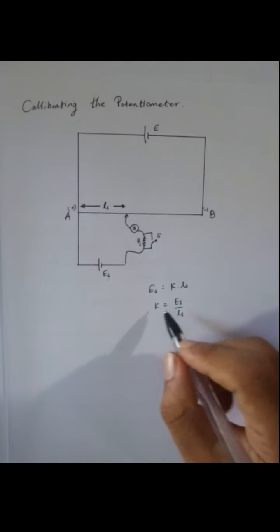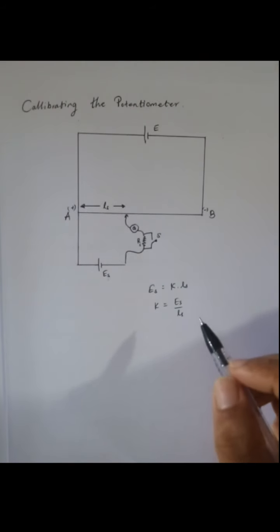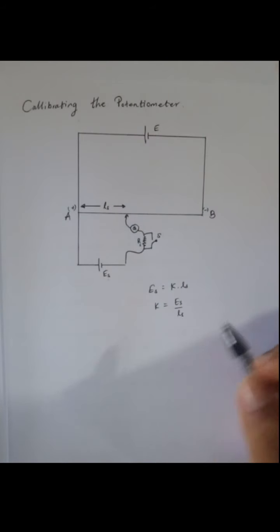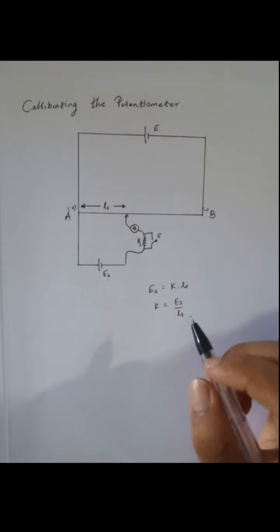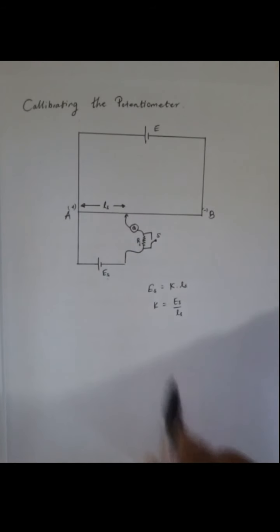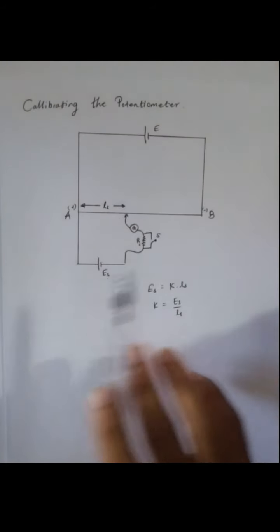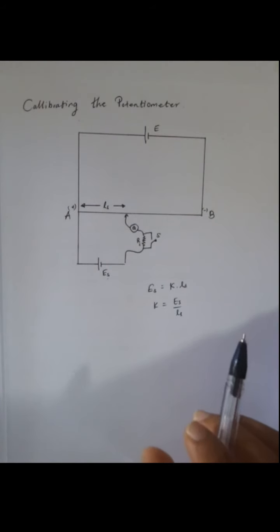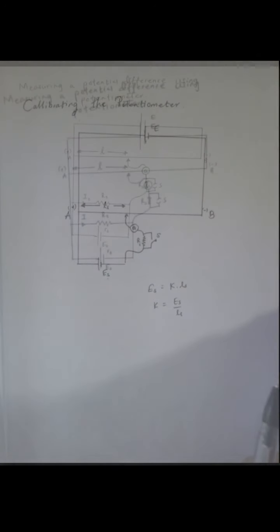And if the value of K is not large enough, then we have to use a large resistor in series with the potentiometer wire. We'll see that later in this video under increasing the sensitivity of a potentiometer. So we found the value of K, that means we calibrated the potentiometer. And now let's see how we can find the potential difference of a circuit using the potentiometer.